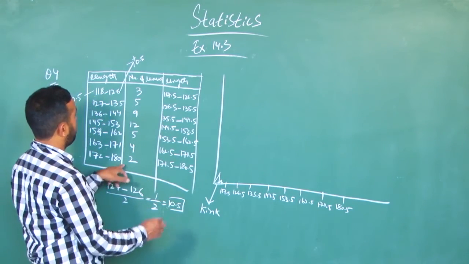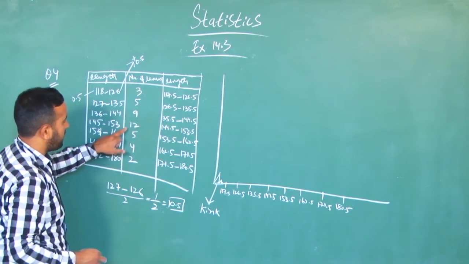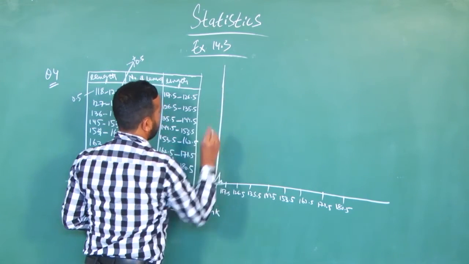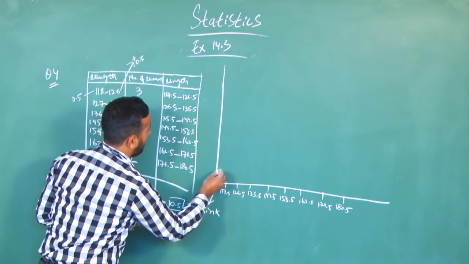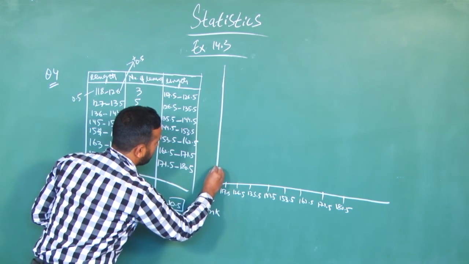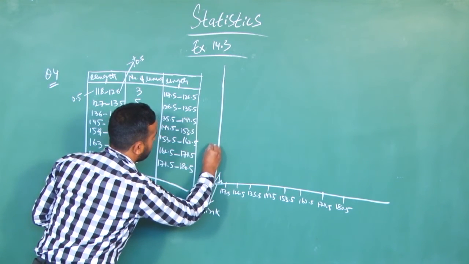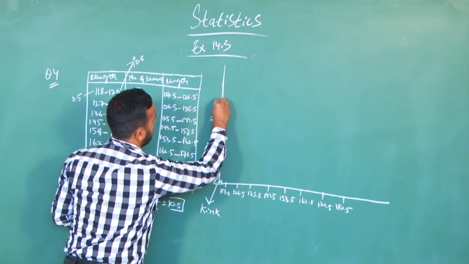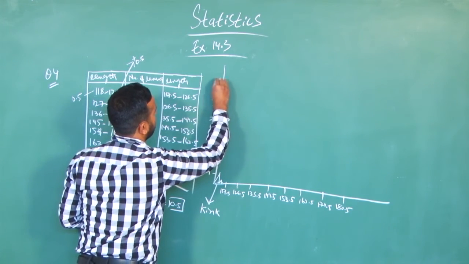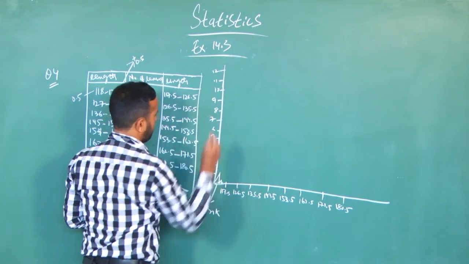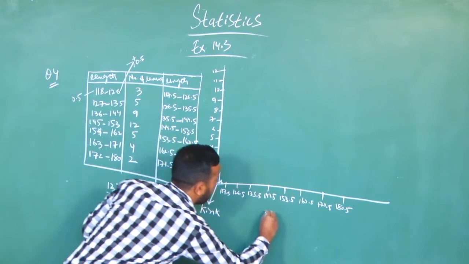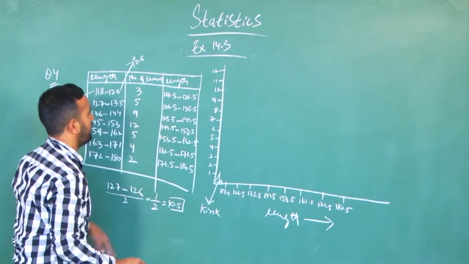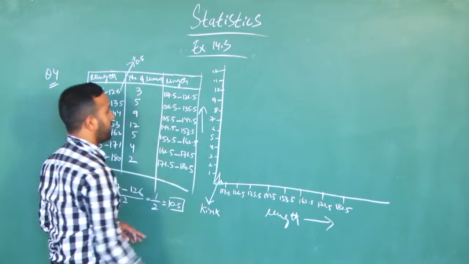Now the highest frequency value is 12, so we can make the scale in the form of 1, 2, or as you like: 1, 2, 3, 4, 5, 6, 7, 8, 9, 10, 11, and 12. This is the length in mm, the variable under study, and this is the number of leaves, that is, the frequency.